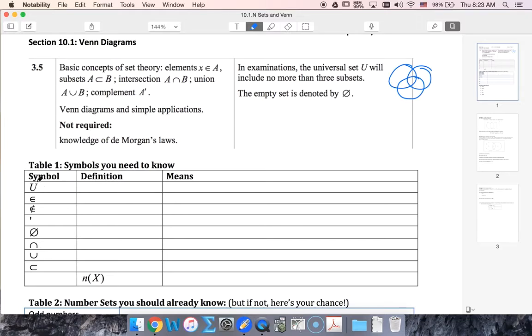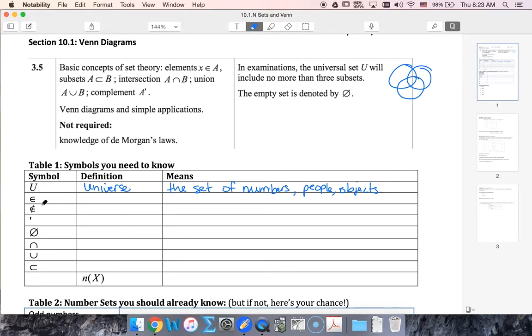This capital U is universe, and what it means is the set of numbers or objects that we're going to talk about in the problem. So it could be a set of numbers, people, objects, etc. Only the values that are within our universe are values that we consider for the problem.